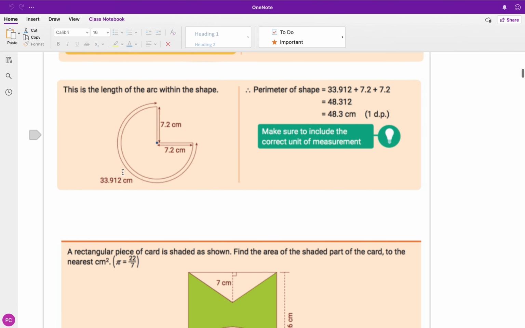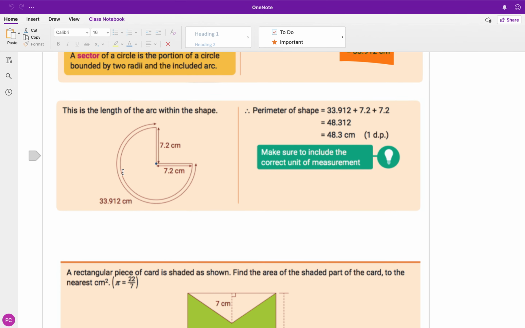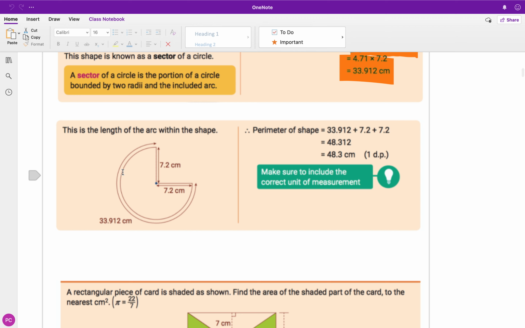Okay, another one. So this is the length. If we're looking to finish off that sum, then this is the length of the arc. What we've worked out with our 33.912, we've worked out all the way around here, and we've got as far as there. The problem is what we haven't worked out is this bit in here from there to there.